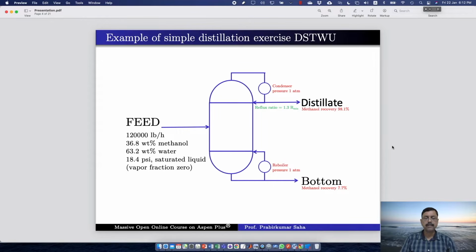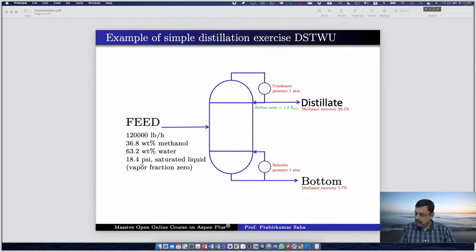So this is an example of a simple distillation exercise. This is a column. The feed contains a mixture of methanol and water. Its flow rate, weight fractions, and pressure are given. It is also said that the feed is saturated liquid. Temperature is not given, but it is said saturated liquid. That means the vapor fraction is 0. So this information is needed for the simulation.